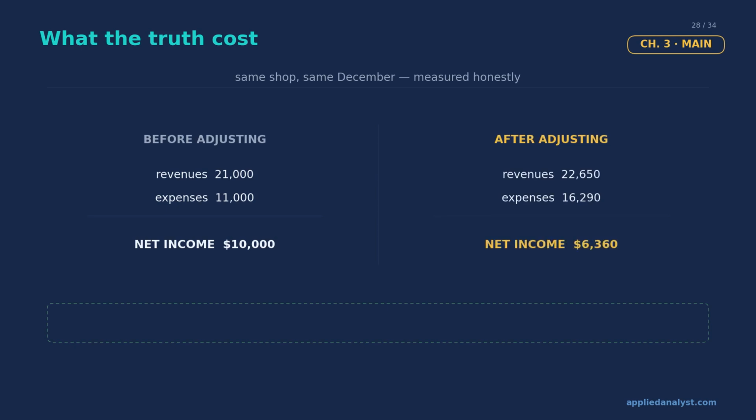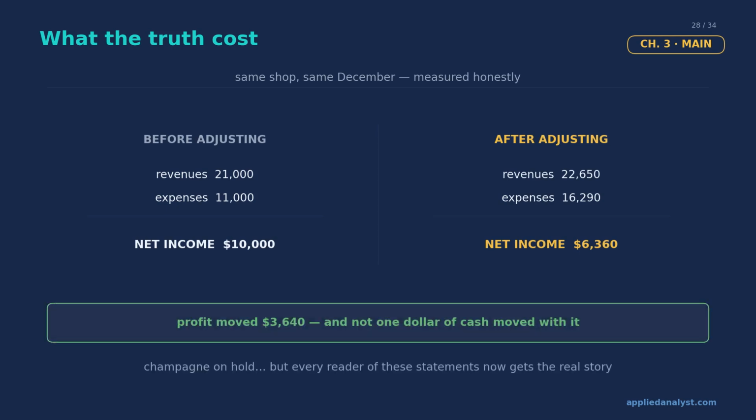Profit moved $3,640, and not $1 of cash moved with it. Champagne on hold. But every banker, supplier, and partner reading these statements now gets the real story. The books tell the truth. That was the whole point tonight.